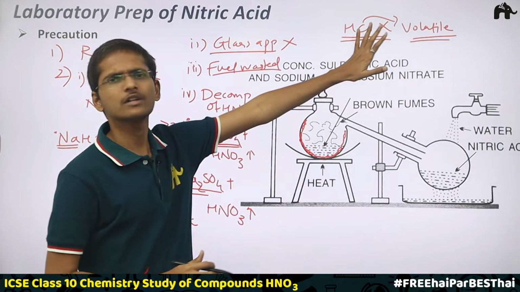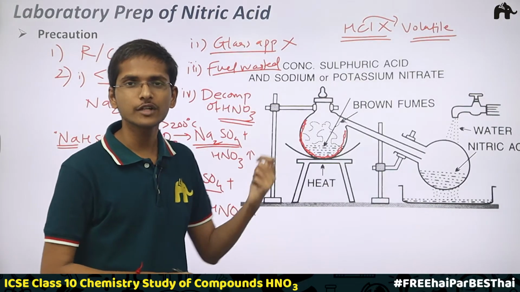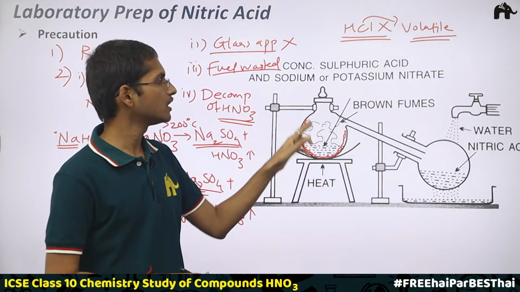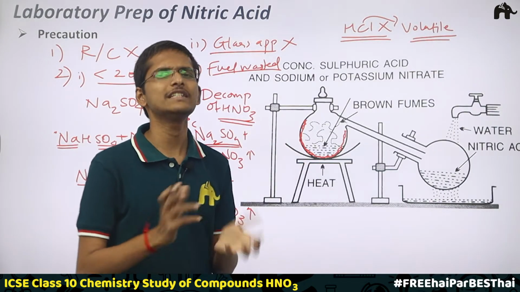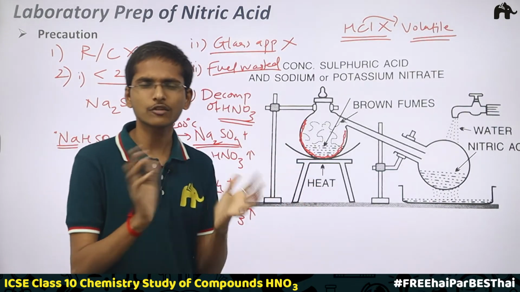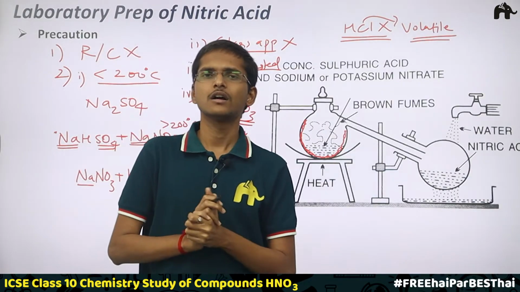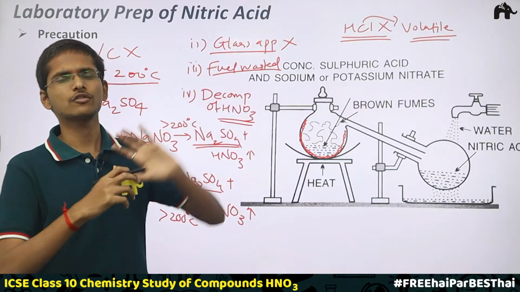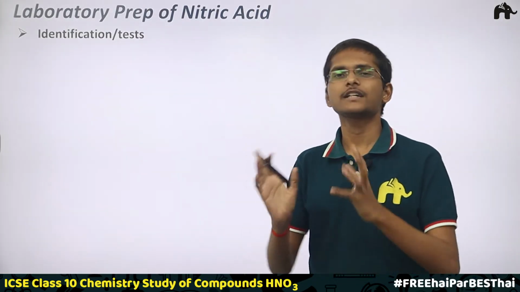That's why we are not using hydrochloric acid, simply because it is volatile. We always use concentrated sulfuric acid because it is non-volatile. It won't mix with the vapors of our nitric acid, since it doesn't get converted into vapors very easily. That's why we say it is non-volatile. That concept you already know, I hope. We have already studied it in acids, bases and salts, and I have also told you in hydrogen chloride.